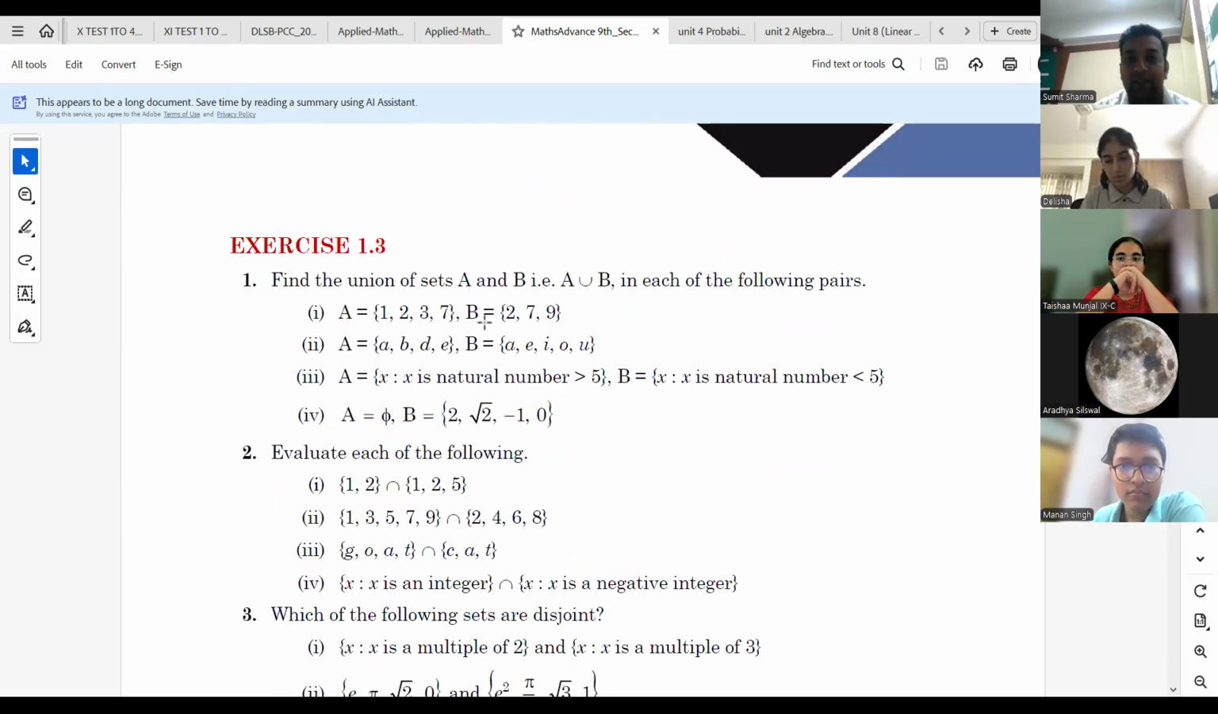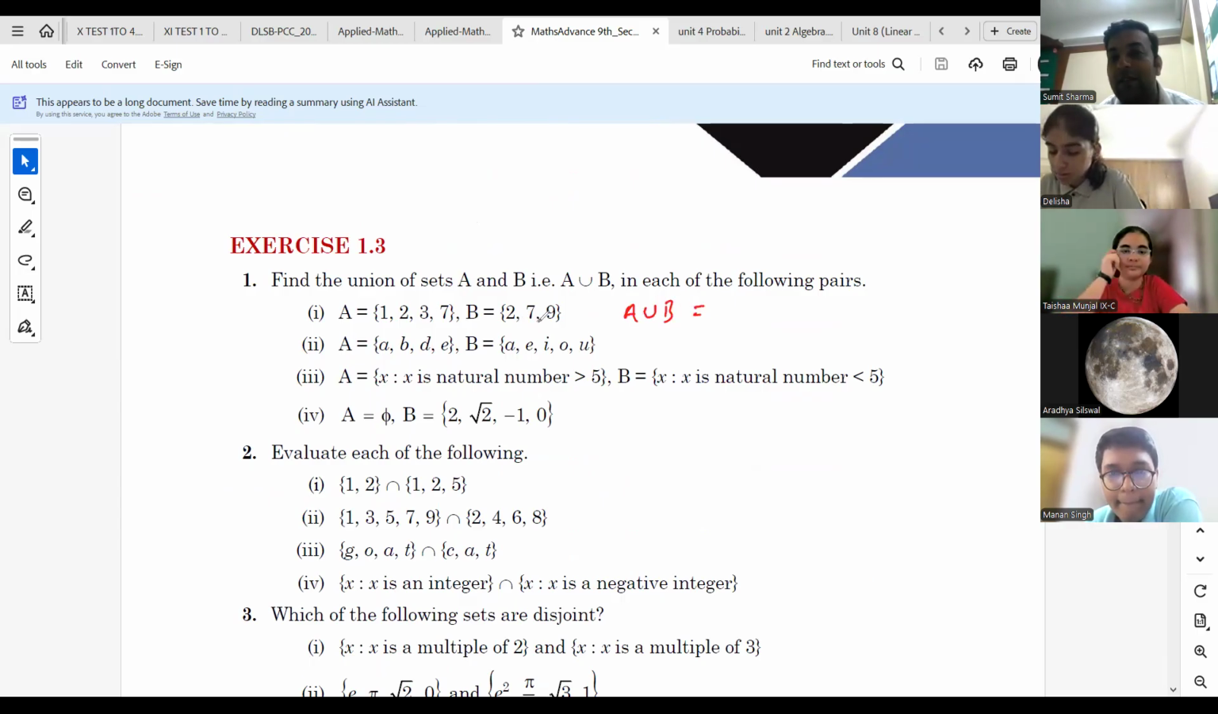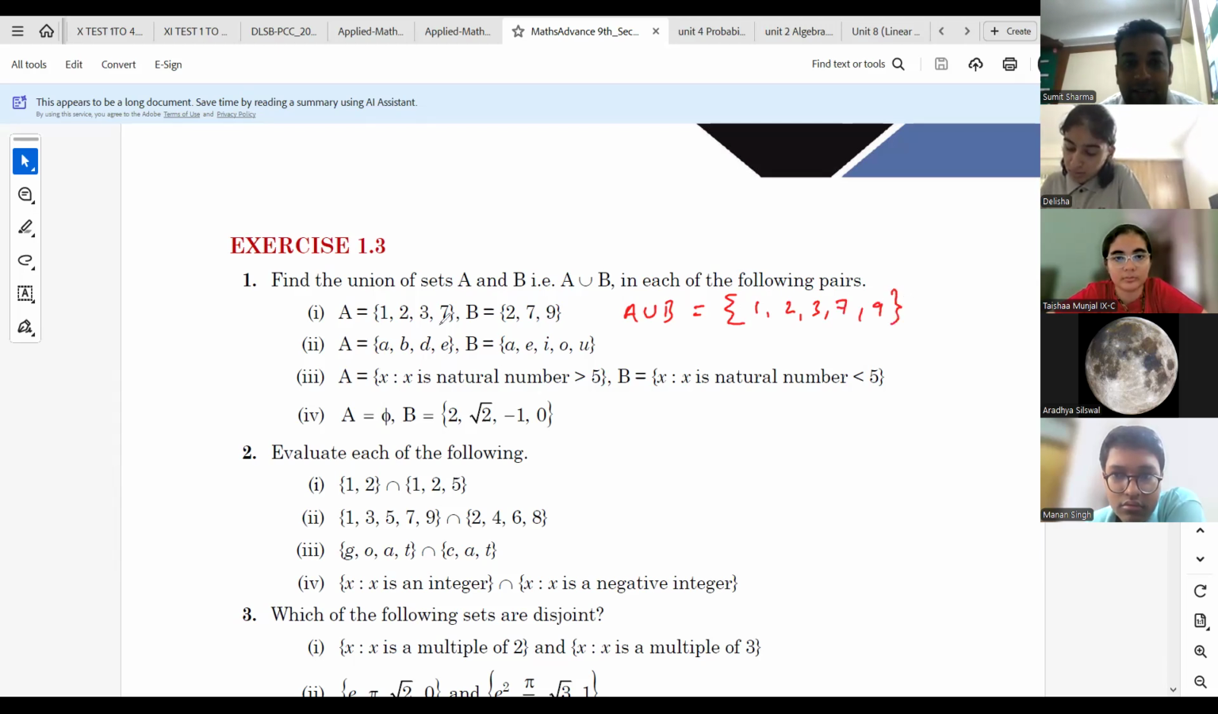So here, in the exercise, find the union of sets A and B, that is A union B, in each of the following pairs. So let us understand this. First one: A is given as 1, 2, 3, 7, and B is 2, 7, 9. So the union will be 1, 2, 3, 7, 9, right? Because 2 and 7 were there in both, they will not be repeated again and again. You will have to write all the elements of set A as well as all the elements of set B as well.